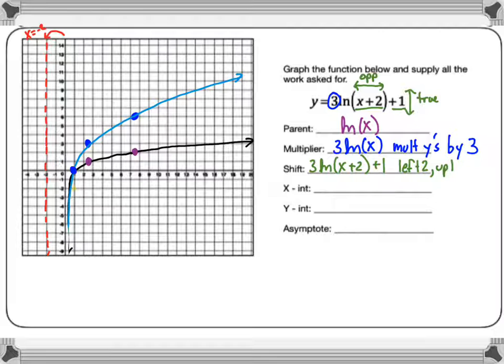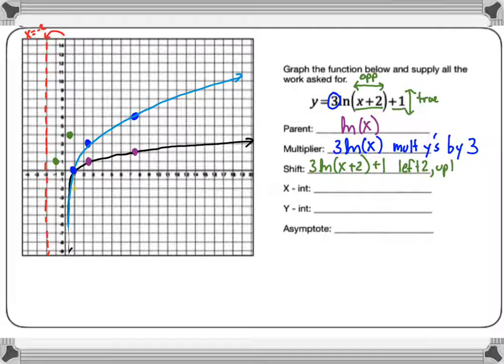And let me use a different color. Left 2, up 1. Left 2, up 1. And we're doing, oops, I did the wrong one, so sorry about that. Left 2, up 1.